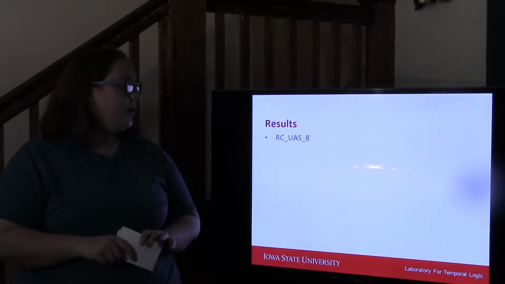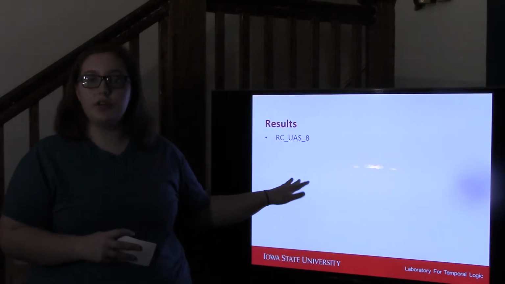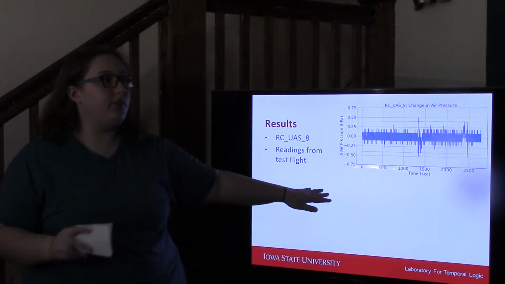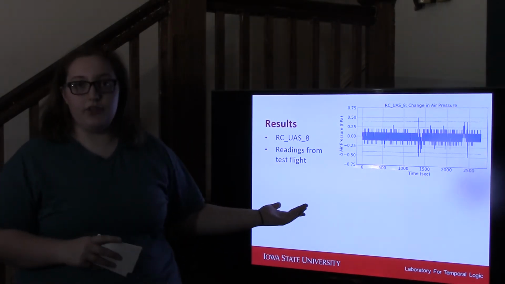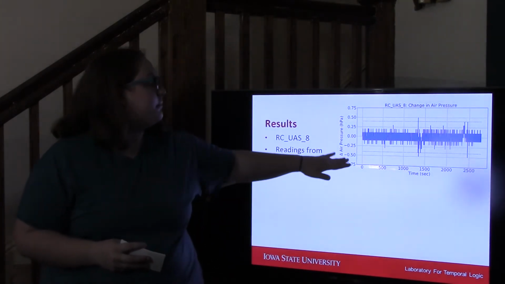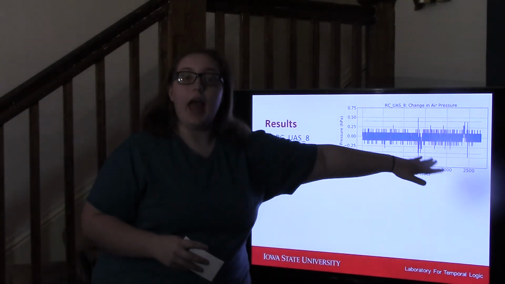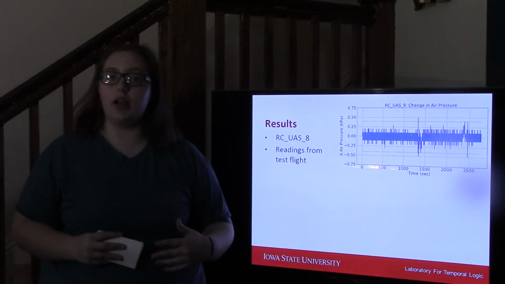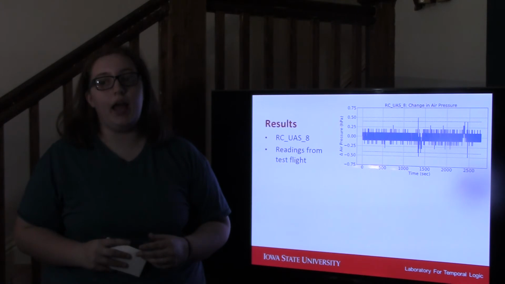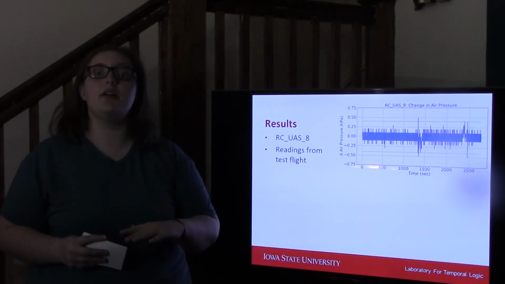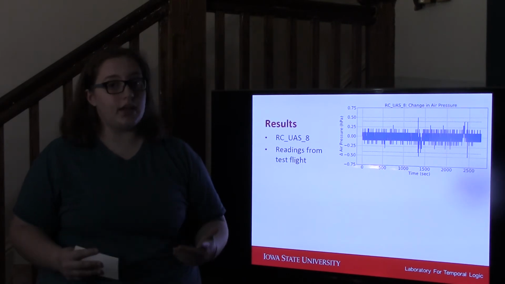So, for part of our results, for RC UAS 8, we got this graph out of this specification. As we can see, our pressure did occasionally exceed our bounds. However, it did not do it for long enough to ever trigger our specification as false. And henceforth, we ended up with a flat line saying the entire specification was true the entire time.